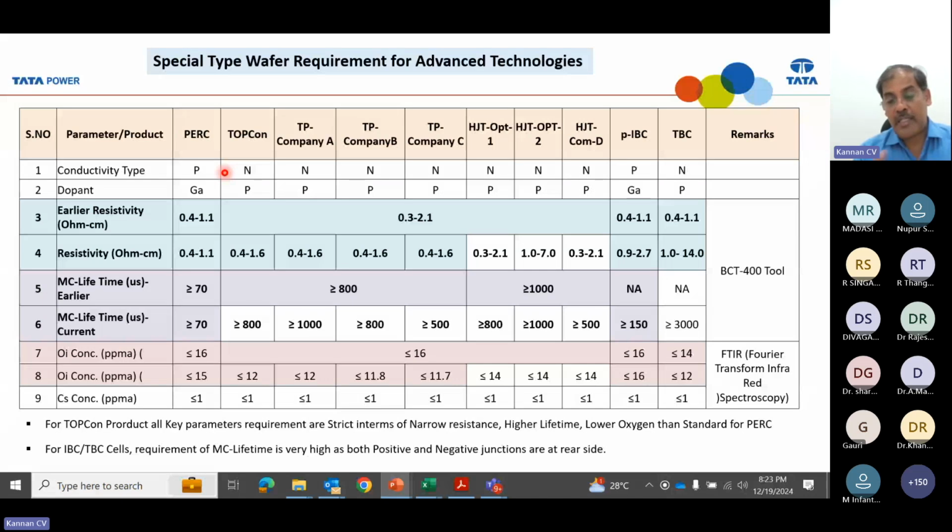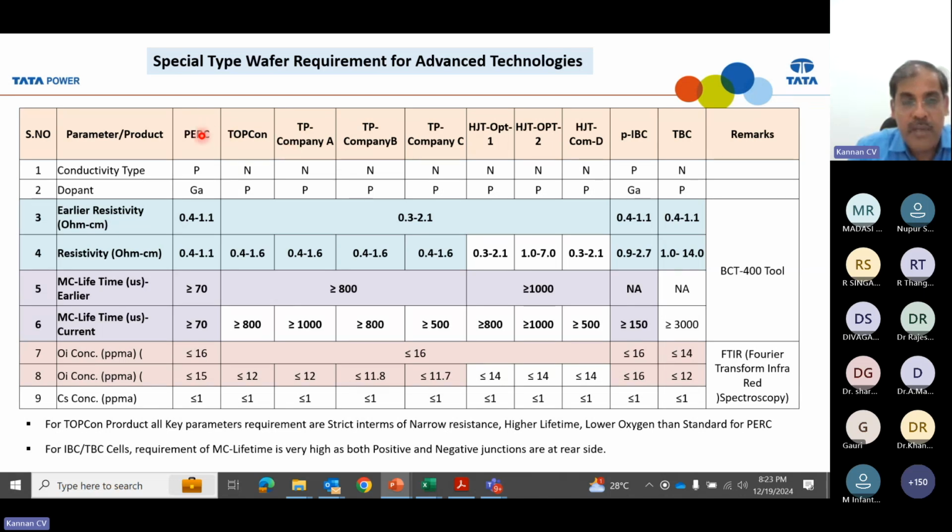Now, as I said yesterday, the efficiency of the cell technology is going very high, even 25% or 26% efficiency. So obviously, they need very high quality wafer with a controlled resistivity range and a certain amount of impurities. Impurities should be as low as possible, and the minority carrier lifetime should be higher than before. So this table shows the different technologies.